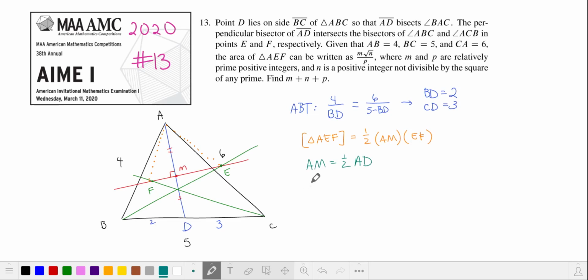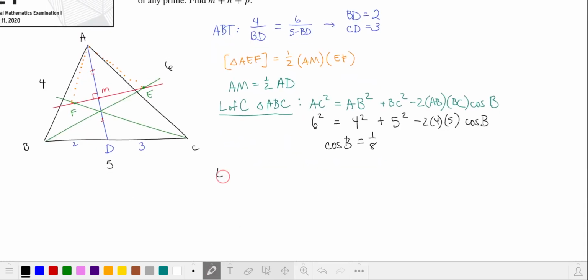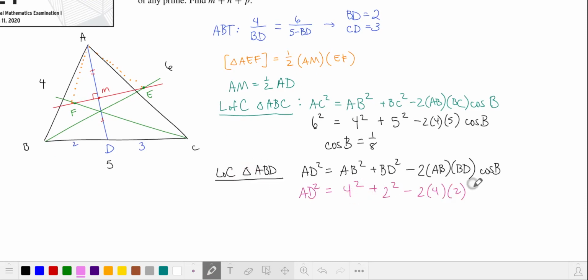Let's use the law of cosines twice. First on triangle ABC. AC is 6, AB is 4, BC is 5. We'll solve for the cosine of B, and that's 1/8. We can use that angle at B again by applying the law of cosines to triangle ABD. We can plug in our lengths again, and 1/8 for the cosine of B. So AD is 3 root 2. M is the midpoint, so AM is 3 root 2 over 2.